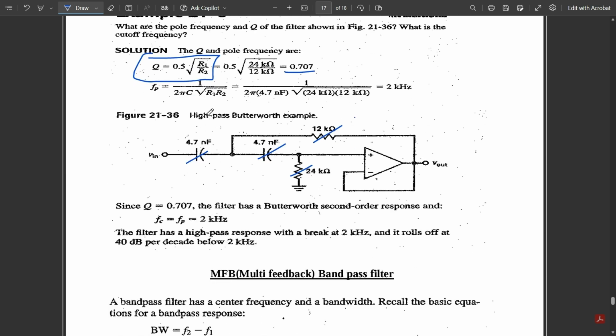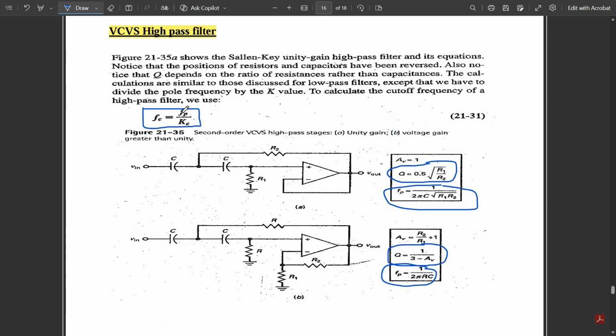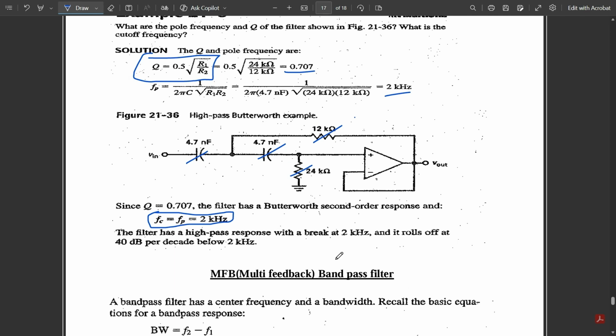Okay. So with respect to that, you could simply calculate the cutoff frequency, that is FC is equal to FP is equal to 2 kilohertz. Why? Because we know that for Butterworth filter, the Butterworth coefficient is equal to 1. So if we put that in this formula, that is FC is equal to FP divided by KC. For Butterworth filter, KC is equal to 1. So we would be getting FC is equal to FP itself. So whatever the pole frequency we get, that only would be the answer for the cutoff frequency as well.